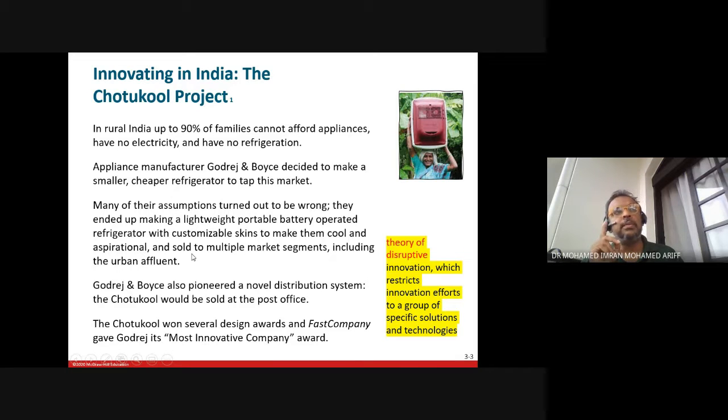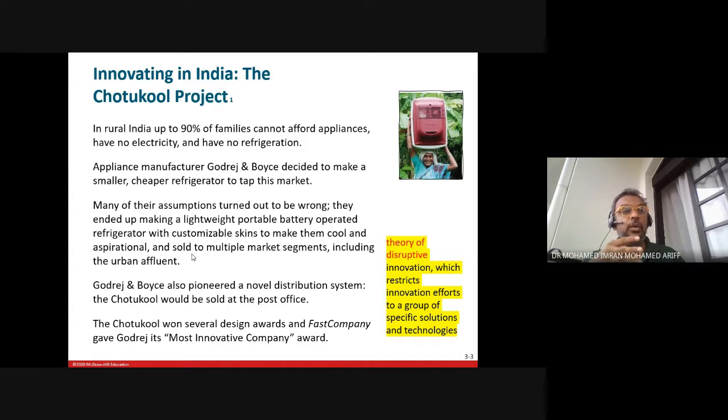So what do I mean by multiple market segments? Initially they targeted only the poor. If you read this case study, they targeted the poor. Yes, the poor did buy it, but over time, the poor thought that actually they don't need this fridge, because yes, it's nice, it's colorful, it's cheap, but they are already comfortable with their lifestyle, with the way they live, with how they catch fish and use it immediately. So this product did not sell well over time with the poor.